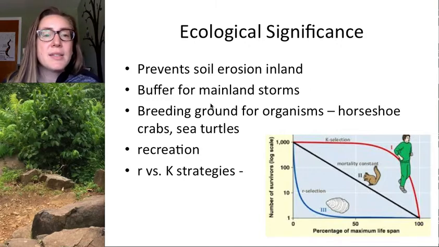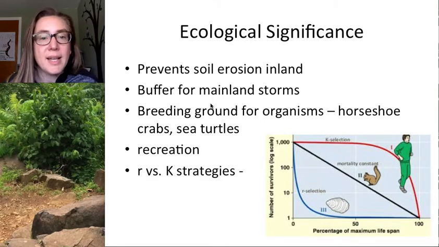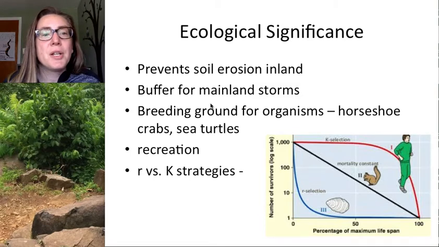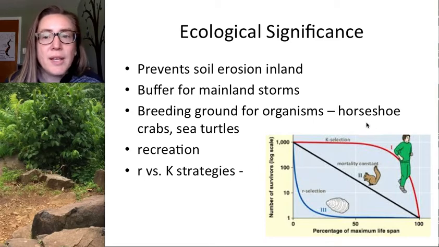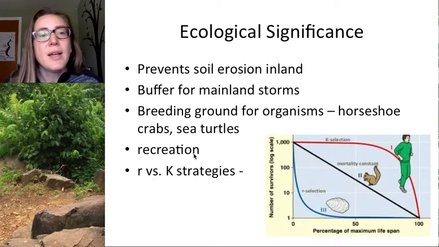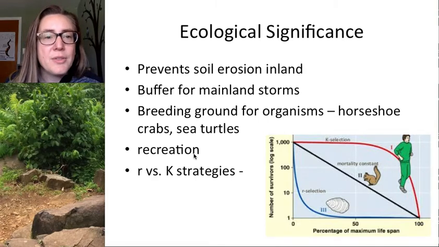Because you have these fauna, they're also going to act as a buffer for mainland storms on the backside of the island. They're going to be a breeding ground for a lot of different organisms. You may have heard of the horseshoe crabs on the Delaware beaches, but they're going to use that littoral zone for their breeding. Sea turtles, and you may have seen videos of this, dig their holes right along the shoreline, and then the baby turtles will hatch and move their way into the water.